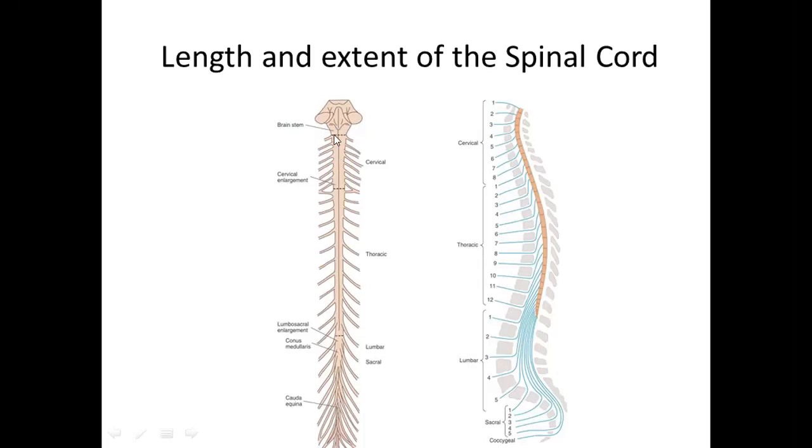The spinal cord extends from the first cervical vertebra to the lower border of the first lumbar vertebra. Extending here from the upper border of the first cervical vertebra to the lower border of the first lumbar vertebra. So the extent of the spinal cord is from the upper border of the first cervical vertebra to the lower border of the first lumbar vertebra.